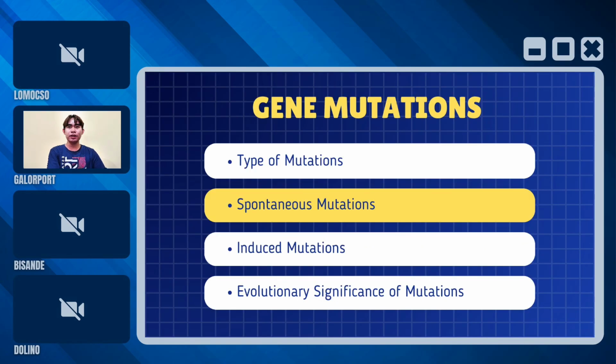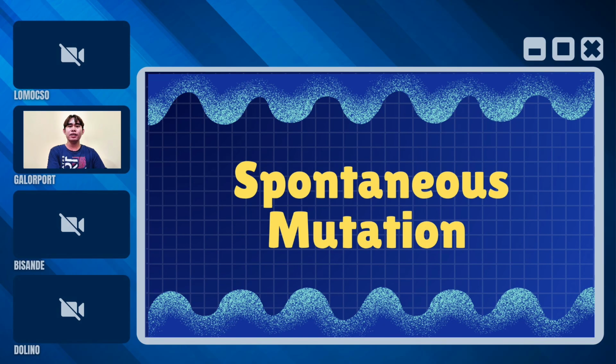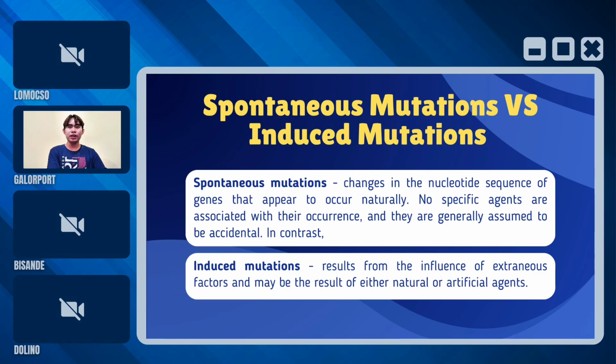Let us now dig deeper into whether such mutation occurs spontaneously or is because of other factors that induce such mutations. First, let us differentiate spontaneous mutation from induced mutations. Next slide please. Spontaneous mutations are changes in the nucleotide sequence of genes that appear to occur naturally. No specific agents are associated with their occurrence and they are generally assumed to be accidental.